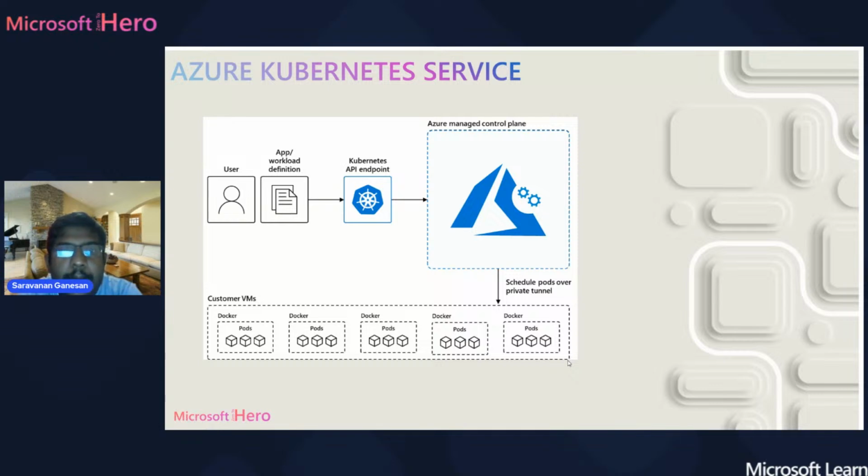This is a sample diagram. We have a user, an app workload definition, and a Kubernetes API endpoint. Once the user deploys the app workload definitions to the Azure managed control plane, it will be scheduled to the customer VMs, where the pushed images go, and scheduled across a global private tunnel from the Azure managed control plane. This is a basic diagram describing how the Azure managed control plane works when we go for deployment in Azure Kubernetes Service.